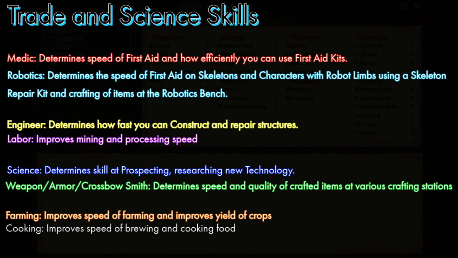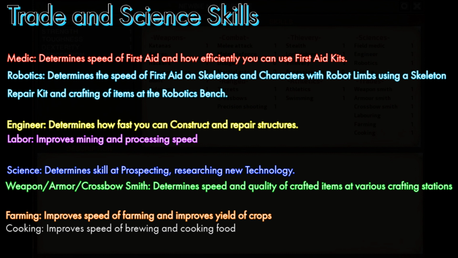The higher you have your engineering skill, the quicker you can build structures and repair them, and the higher your labor skill, it improves how quickly you can mine and how quickly you can process goods. The science skill determines how quickly you can research new technology, and technically it's supposed to determine your skill at prospecting, but as I've said before, the prospecting does not work, so don't worry about that.